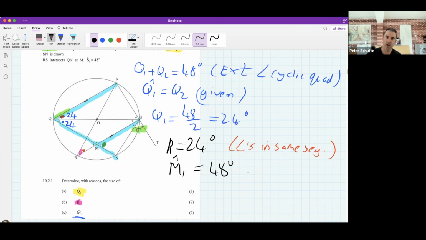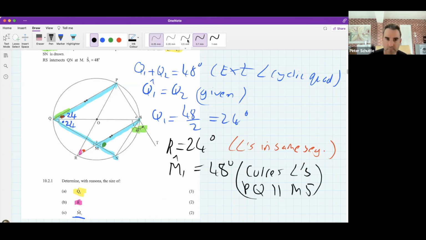And the reason would be, do you know what the reason would be? Corresponding angles, okay. So corresponding angles, and then we just write down that PQ is parallel to MS. And it will be 48. Yeah, spot on. That was well hidden though.